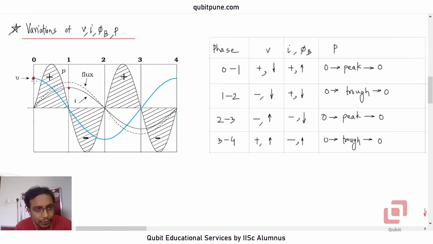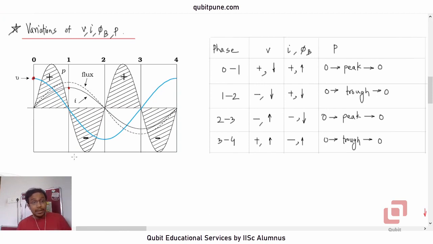So have you followed the two curves? The blue curve is the voltage curve, and the black curve, not the dotted one, but the one below that, is the instantaneous current curve. Have you understood this?